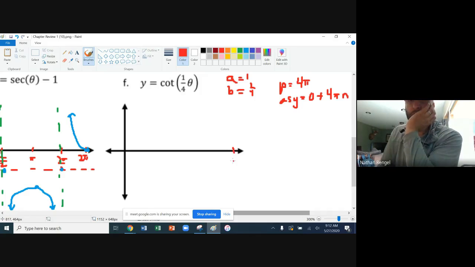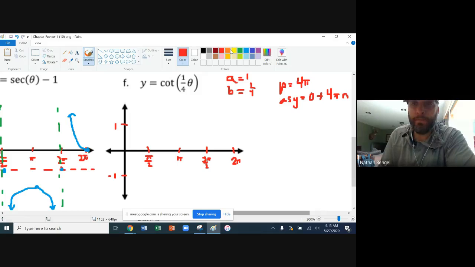So we're only going to 2 pi, so we're going to mark where 2 pi is. And pi would be right here. Pi over 2. And 3 pi over 2. Perfect. Amplitude's 1, so we'll just put a 1, -1, but these are going to go off to infinity anyway. Asymptote is going to be at 0.